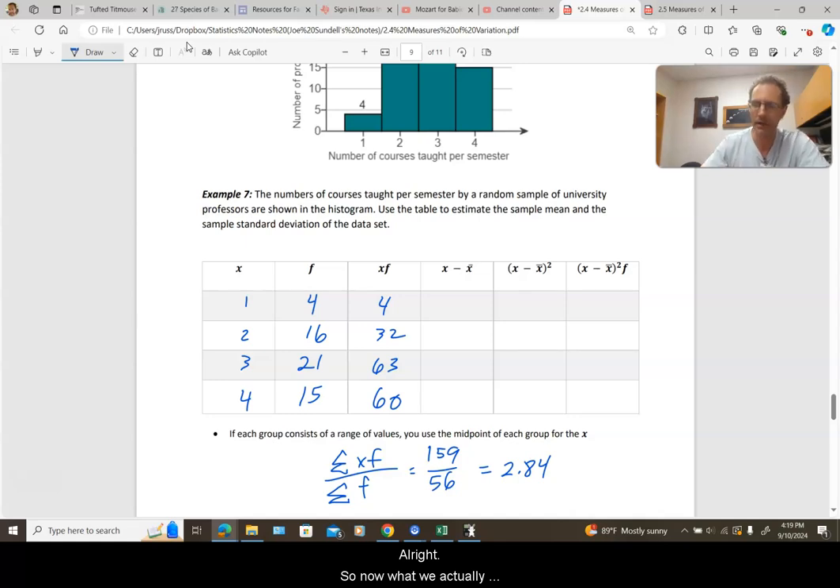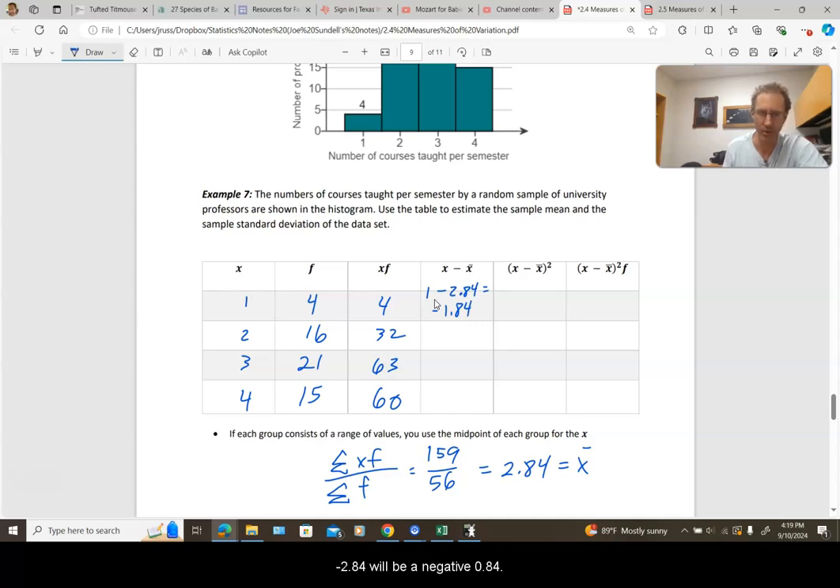Alright, so now what we actually need to do is find these individual deviations. This is the mean right here, or x bar, 2.84. So we need to take each x value and subtract from it 2.84. I'll show this first one, 1 minus 2.84. That's going to be equal to a negative 1.84. The rest of these I think I'm going to do in my head.